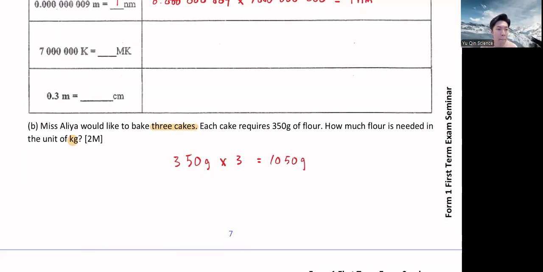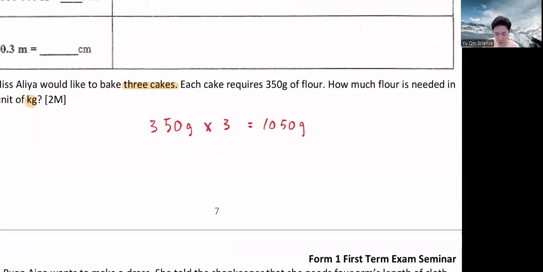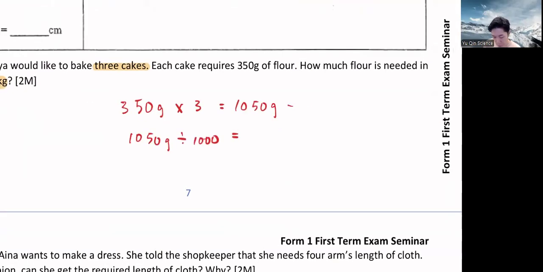gram. But you need to convert your answers to kg. So very simple. That will be 1050 gram divide 1,000. You want to do just now my method also can. 1050 gram to kg. But I don't think so. I mean, this is just too easy. You don't need to do this also. Gram to kg, who don't know?